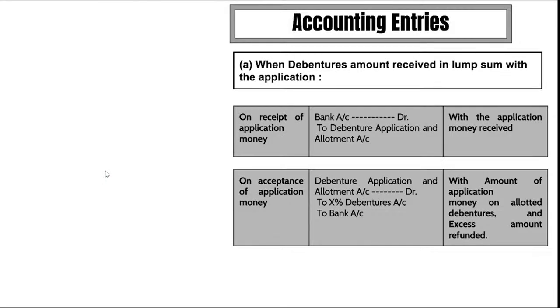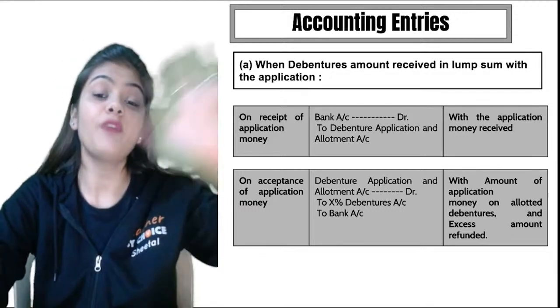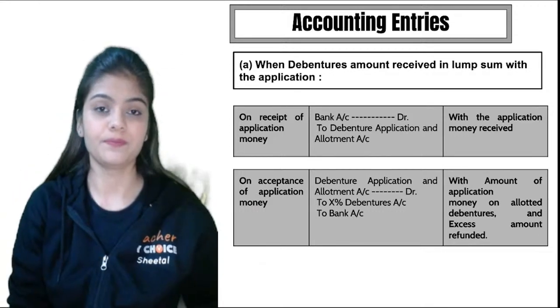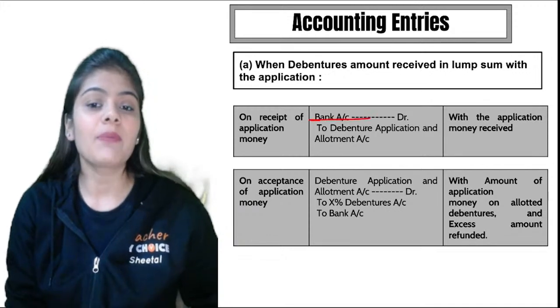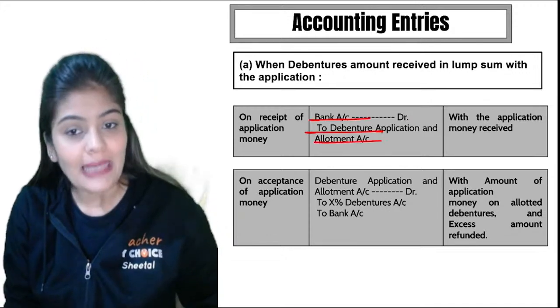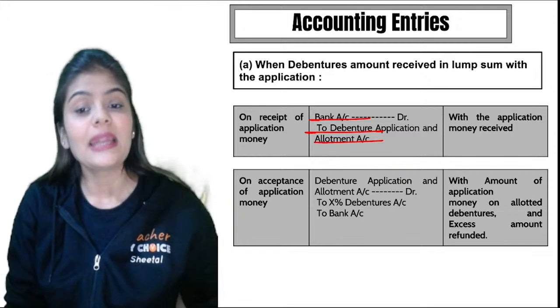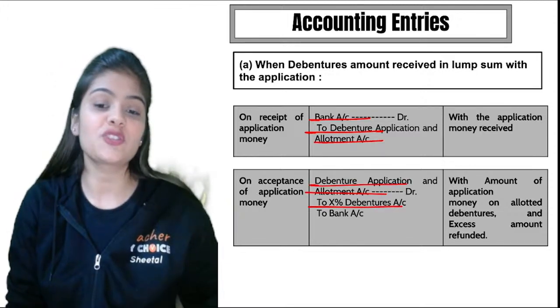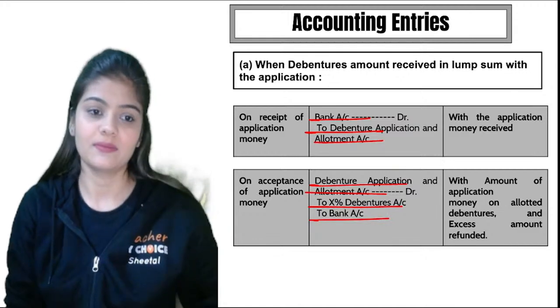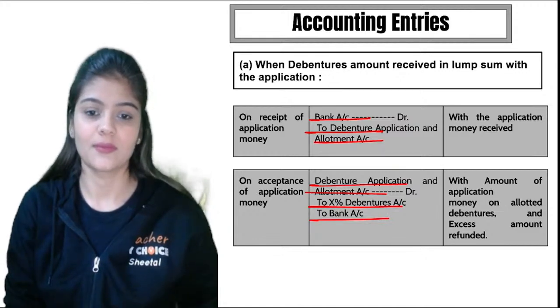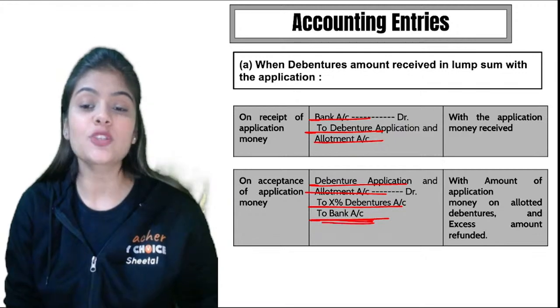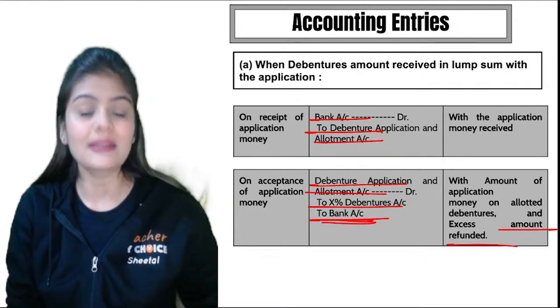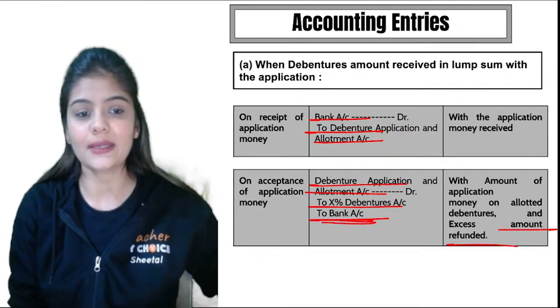Okay, so here you guys can see the same entry. This is the entry for oversubscription. Bank account debit to debenture application and allotment. Then debenture application and allotment debit percentage debenture to bank. We have credited bank so that if any amount is refunded, that will be credited to bank.